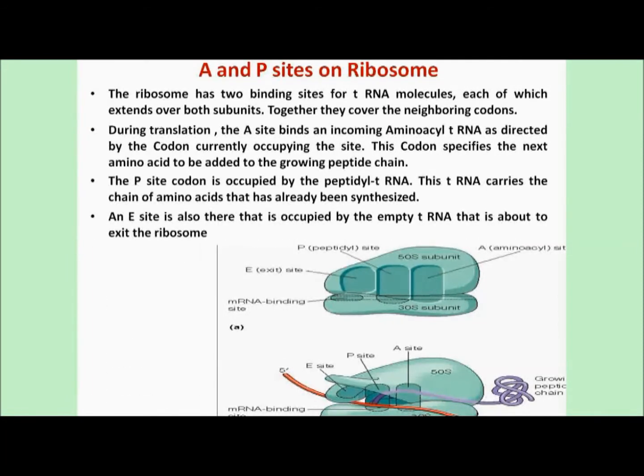Moreover, we have the E site, which is generally occupied by the empty tRNA that is about to exit the ribosome. So after the tRNA submits its amino acid, it goes to the E site and afterwards leaves the ribosome.